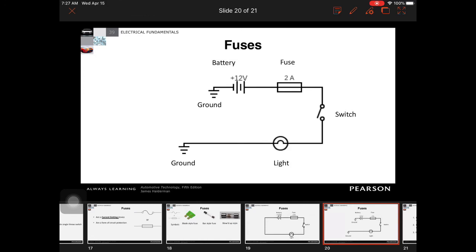Alright guys, so I hope this helps. This is kind of the basic stuff we're going to need to know to be able to begin doing some of the math and understanding some of the circuits, okay?